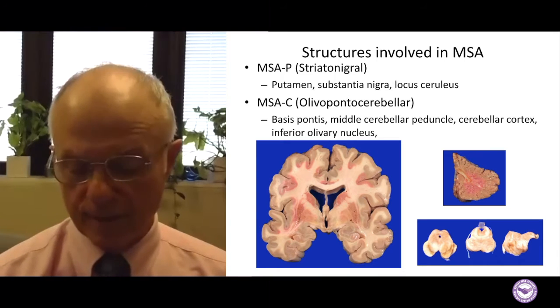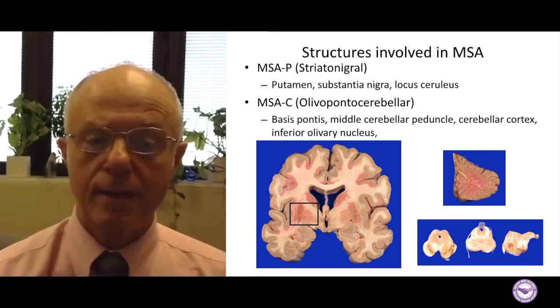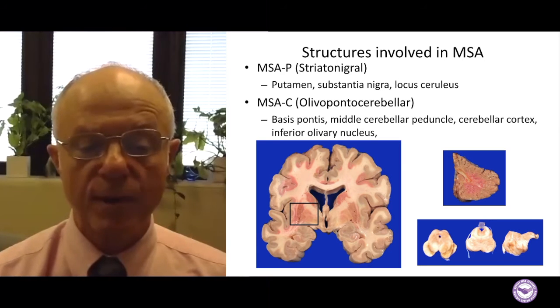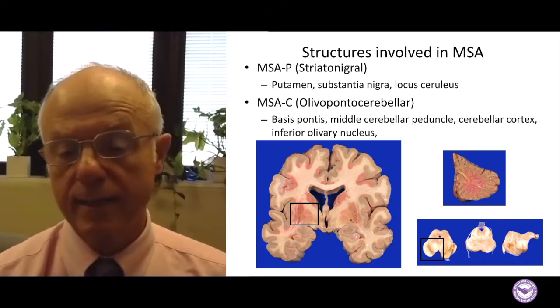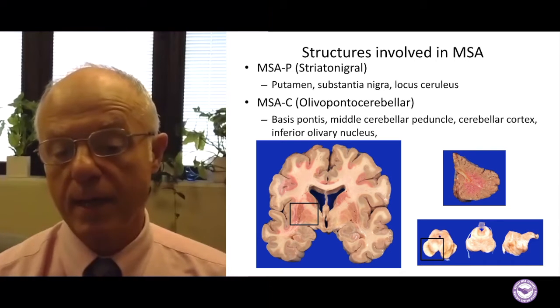For example, the putamen is located in this part of the brain known as the basal ganglia. This is the putamen, the globus pallidus, and the internal capsule. The substantia nigra is located in the midbrain. This is the upper part of the brainstem. That's this dark area right here.